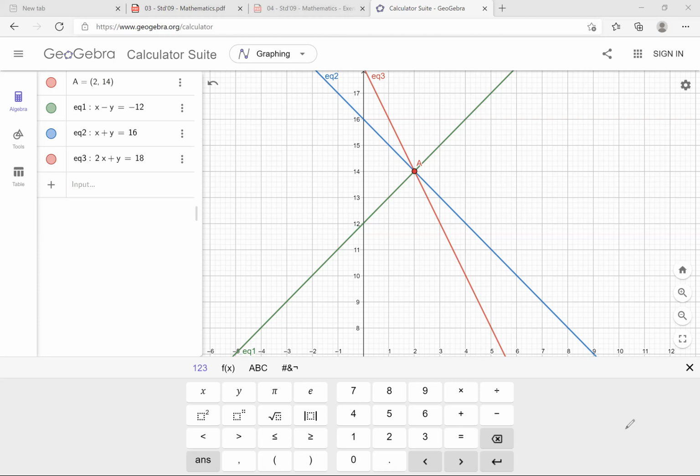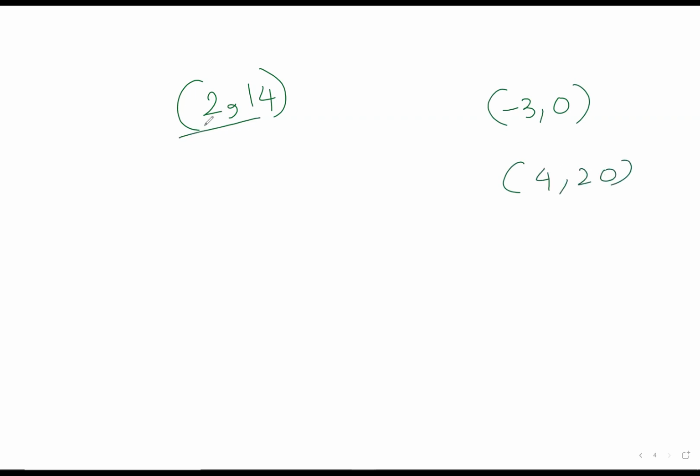So over here, the point that I gave you was 2 comma 14, right? It could be anything. This is just an example. You could have minus 3 comma 0. You could have 4 comma 20, anything at all. We can play with these two numbers in any way we want. I can say, 10 multiplied by 2 minus 3 multiplied by 4. That will be 20 minus 12, that will be 8, right?